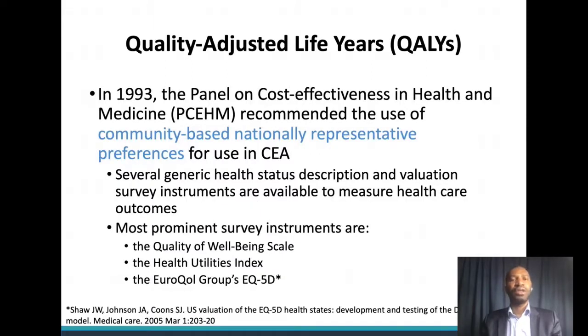In 1993, the Panel on Cost Effectiveness in Health and Medicine recommended the use of community-based nationally representative preferences for use in cost-effectiveness analysis. There were several generic health status description and valuation survey instruments that became available to measure healthcare outcomes. The most prominent survey instruments are the Quality of Well-being Scale, the Health Utilities Index, and the EuroQol Group's EQ5D.